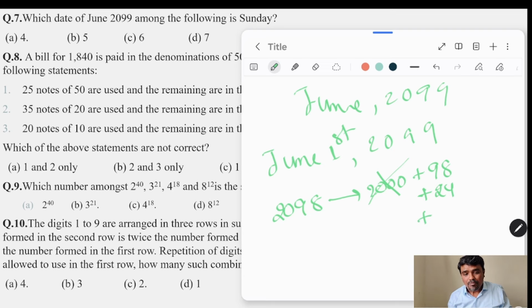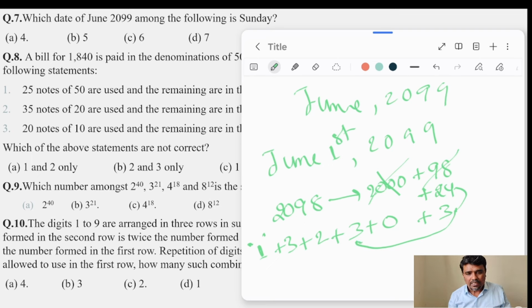And the completed months' odd days. January completed, 3. Then February, it is a non-leap year, 0, plus March 3, April 2, May 3, and the date, first, that also we need to add. So 98, no odd days. Odd days means divided by 7. 98 is divisible by 7, so simply strike it out. 24 plus 3, 27.